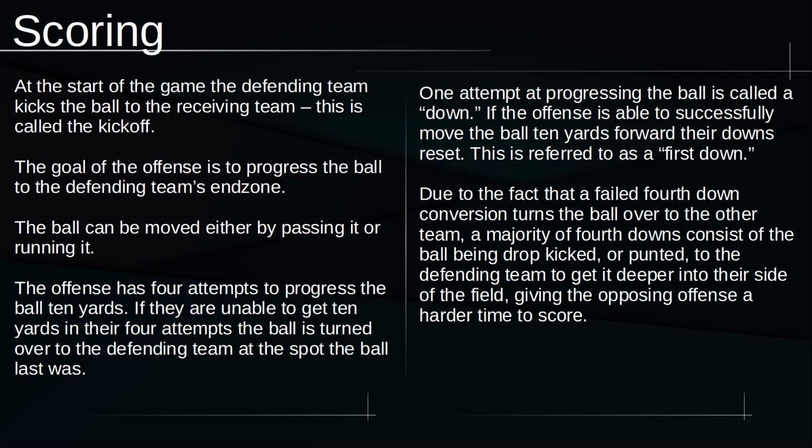Due to the fact that a failed 4th down conversion turns the ball over to the other team, a majority of 4th downs consist of the ball being drop kicked or punted to the defending team to get it deeper into their side of the field, giving the opposing offense a harder time to score. So really, except in a few circumstances, you really only have 3 attempts to get that first down.